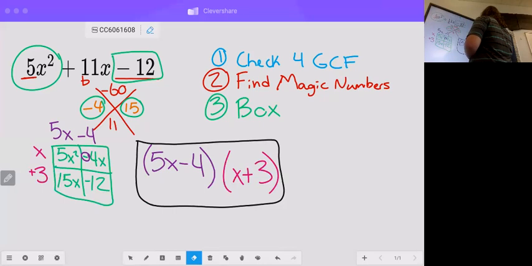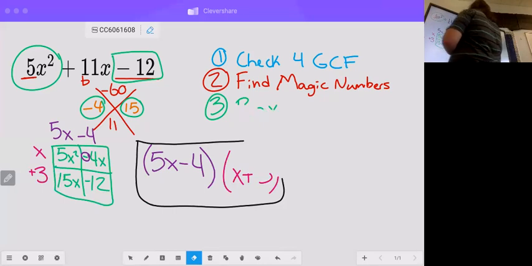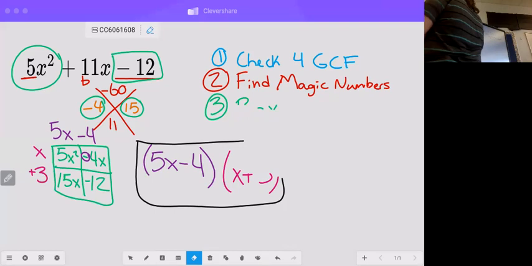So I'm gonna erase some stuff real quick. Give me just a second. Ooh, that find the magic numbers is a little rough.